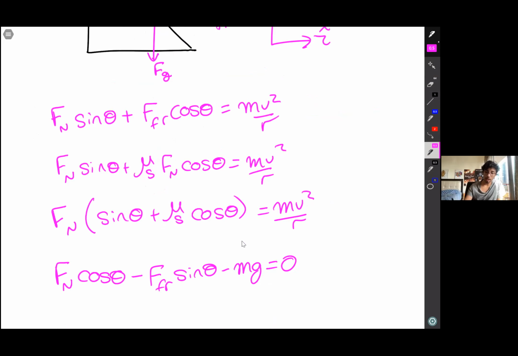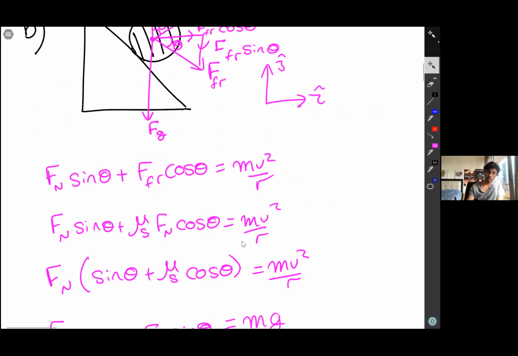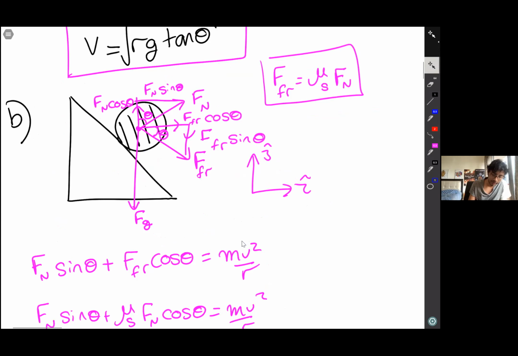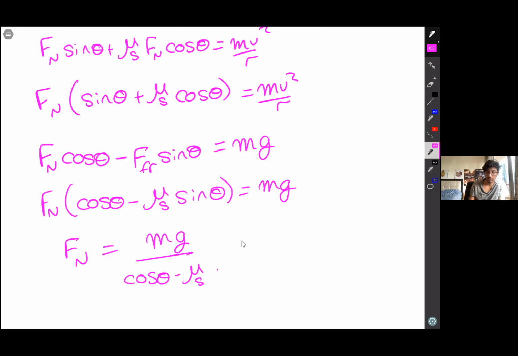Now again, firstly, I will move Mg to the other side. So this equals Mg. And let us substitute again F frictional for mu s Fn. So I'll get Fn (cos theta minus mu s sine theta) is equal to Mg, or Fn is equal to Mg over (cos theta minus mu s sine theta). Now I can substitute this equation for Fn back up here, which has velocity.